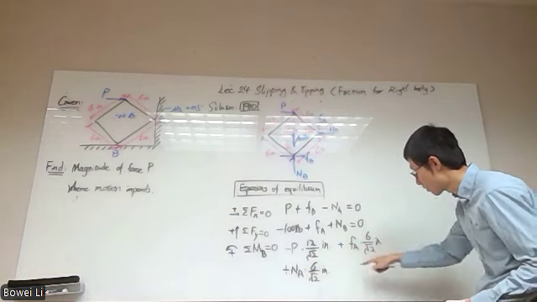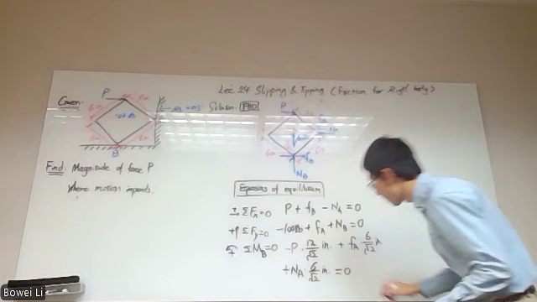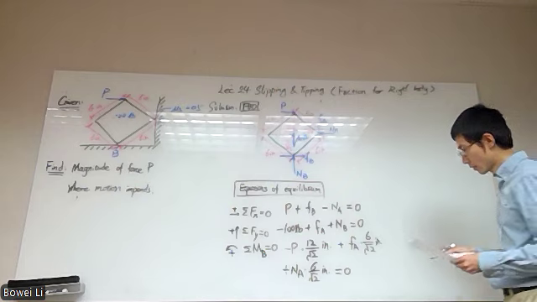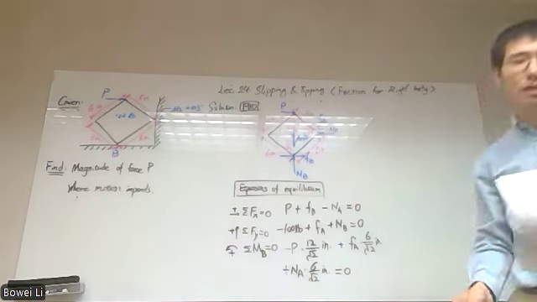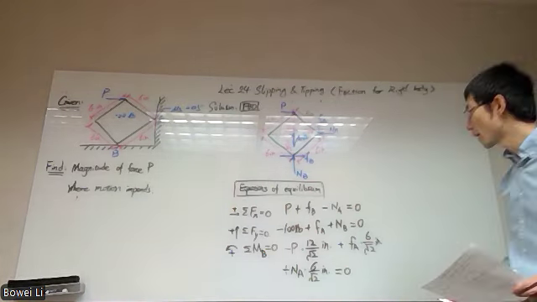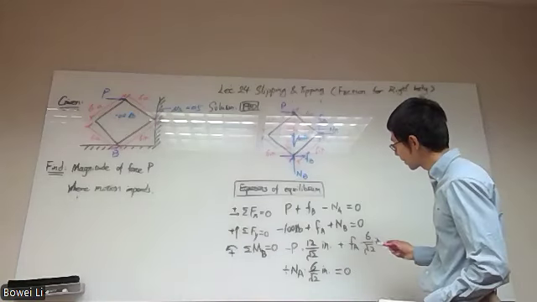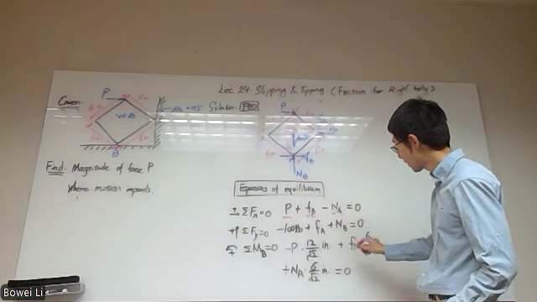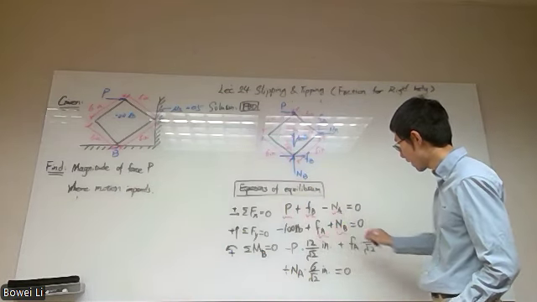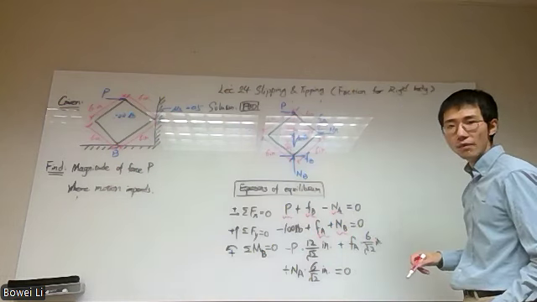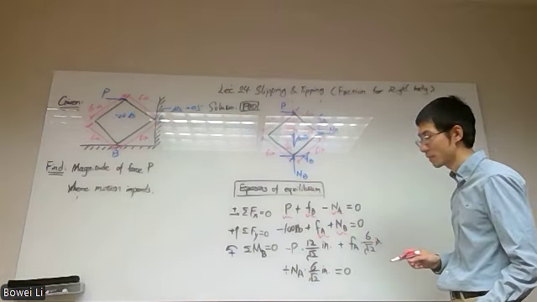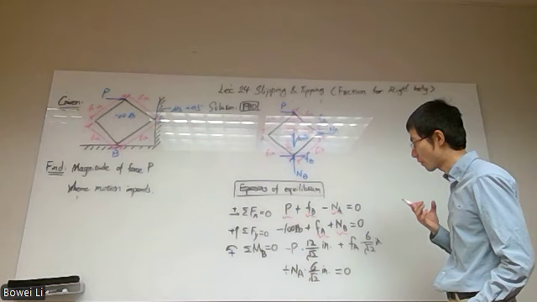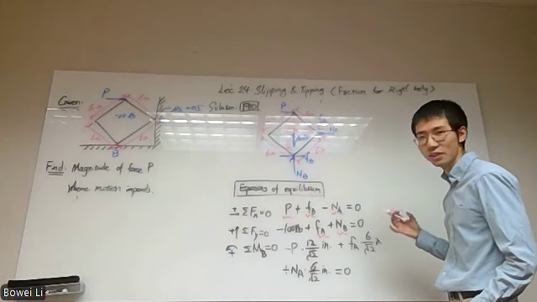Okay, the summation of all moments equals 0. Those are the 3 equations that we have. So now we have 3 equations. How many unknowns do we have? Okay, let's have a look. We have 1, 2, 3, 4, 5. We actually have 5 unknowns in total. So it seems like the problem is not solvable here. Do we really have 5 unknowns here?